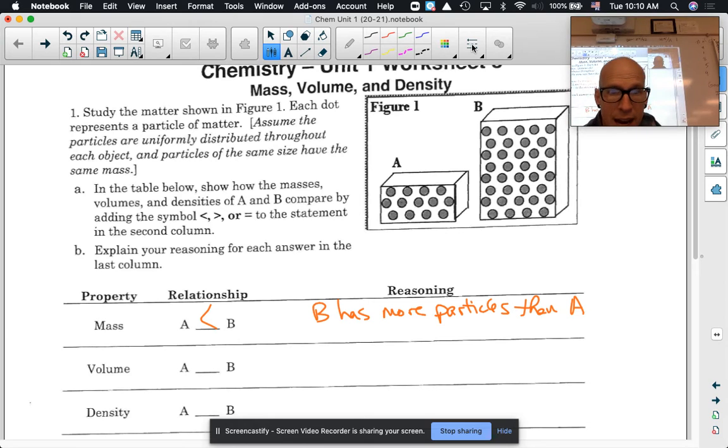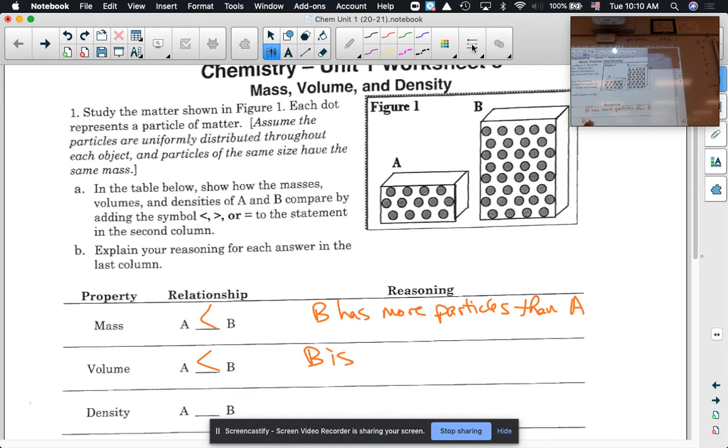And so volume. How do these compare in volume? Well, I hope you can see that B is a whole lot bigger than A. And so, same sign here. B, and again, what's the reasoning?